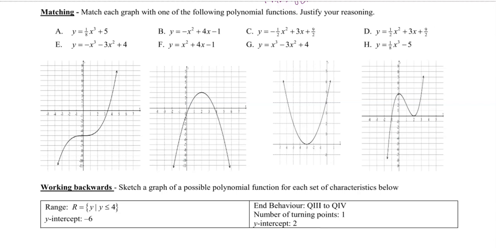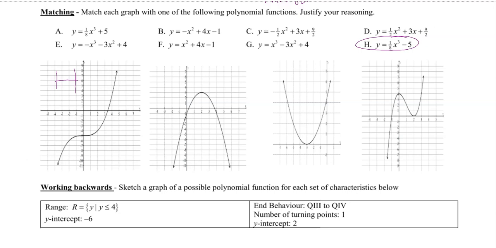What kind of graph is this? Cubic. What's the sign of the leading coefficient of this cubic? It's got a positive. So we're looking for cubic, positive leading coefficient, and what else? Negative 5 as the constant term. So cubic, positive leading coefficient, negative 5, there you go. Right? So you're just using a little bit of reasoning.